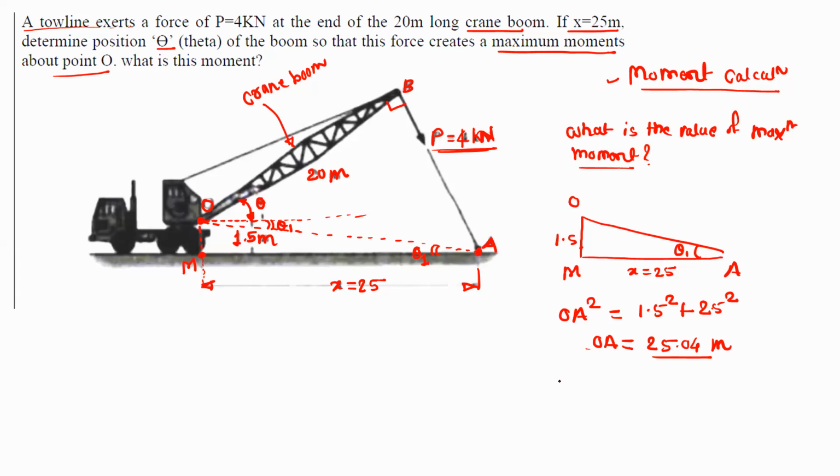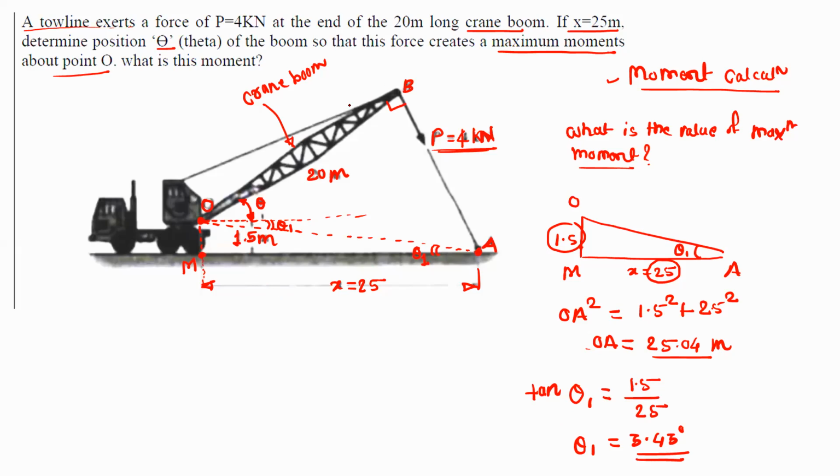So let us find out theta 1 by using trigonometry. So tan theta 1 is equal to the opposite side, that is 1.5, divided by the adjacent side, that is 25. So it is 1.5 divided by 25. So tan inverse, you will get the answer. So this is equal to 3.43 degree. So this angle theta 1, that means this angle theta 1.